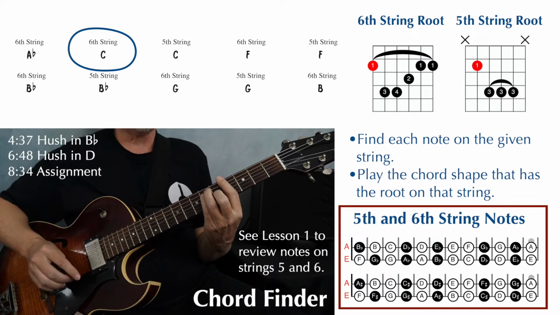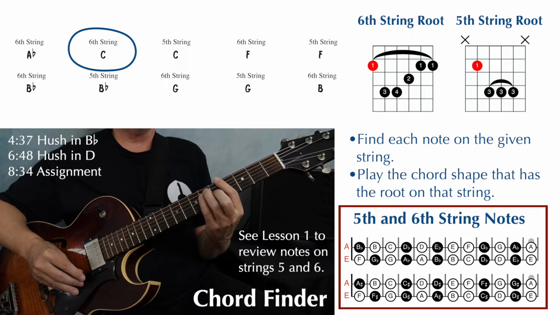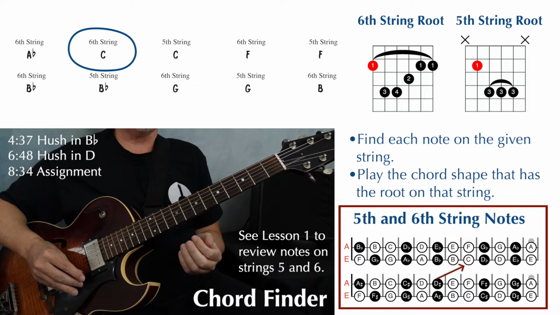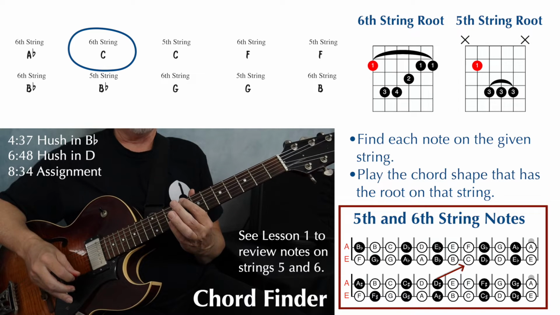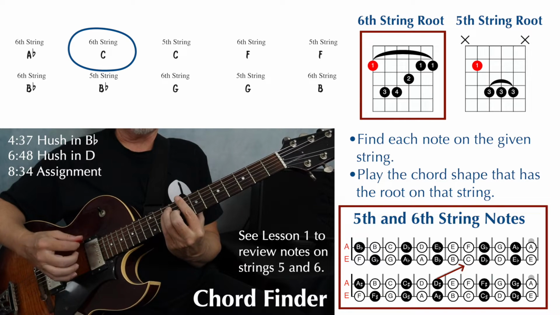Next we have a C major on string 6. So again, we find a root note first on the 6th string. That's going to be at the 8th fret. And then we play that same 6th string shape.